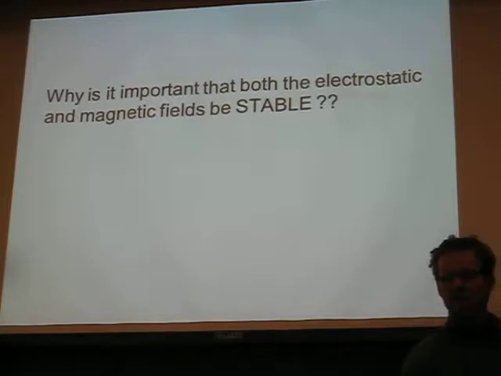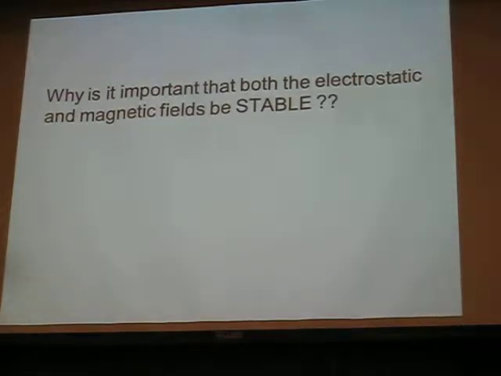So, why is it important that the electrostatic and magnetic fields be stable? What does that mean when I say stable? Constant. Constant, right? Invariant over time. Because otherwise the trajectory would go off, right? And it would be variable.